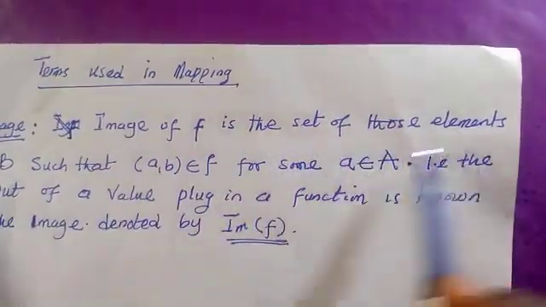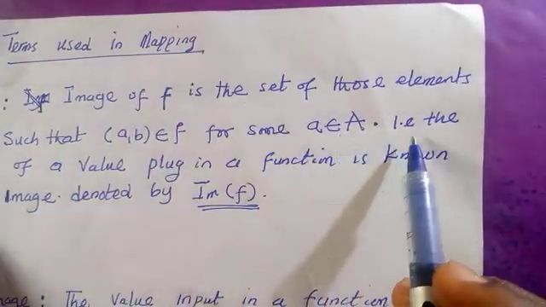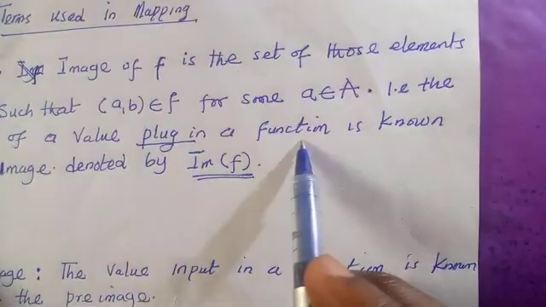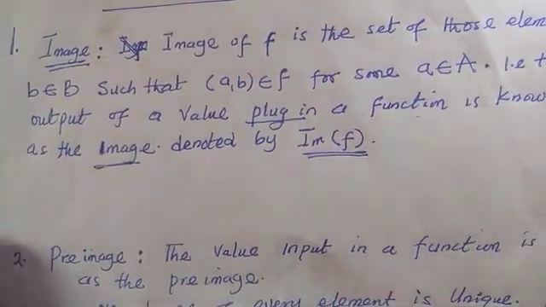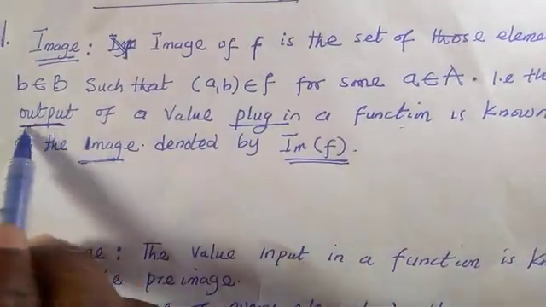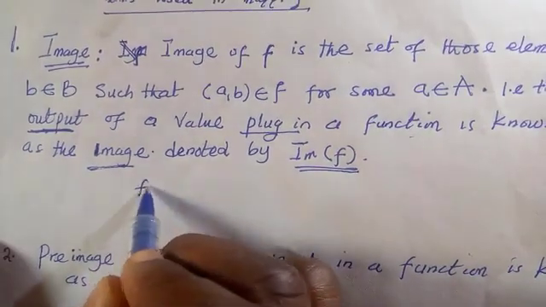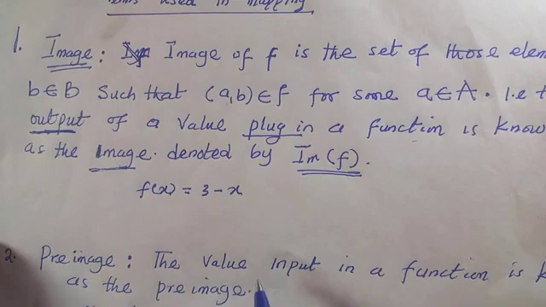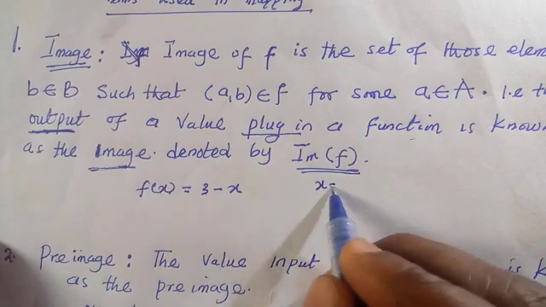What are the terms used in a mapping? So we have the image of a function. The image of F is a set of those elements b in B such that (a, b) is a member of F for some a in A. That is what this is trying to tell us: the output of a value plugged into a function is known as the image, and it is denoted by im f, that is, the image of f. So what I'm trying to explain here is, for every mapping, let's say for every function, we are going to have the image. If you plug in the domain, there must be an input and there must be an output. That output is known as the image.